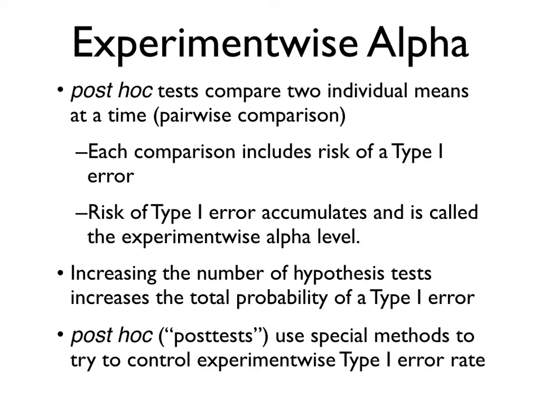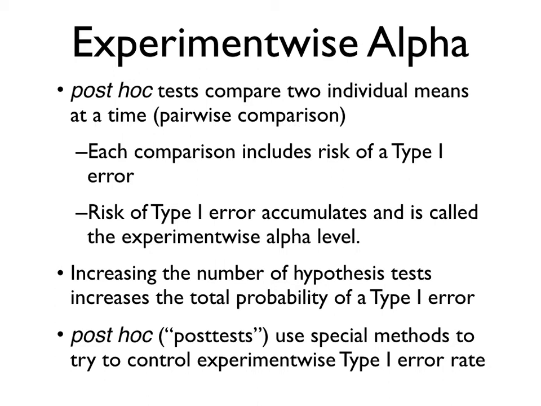So we can't go back and do a t-test after we've done this ANOVA to see if there's a difference, because that's going to make our Experimentwise Alpha go way up. Okay, that's why we're not going to just go back and do a t-test. That's why we have something else. These post hoc tests, or these post tests, are special methods that have been created to try and control that experiment-wise type 1 error, trying to limit how much risk we're willing to take.